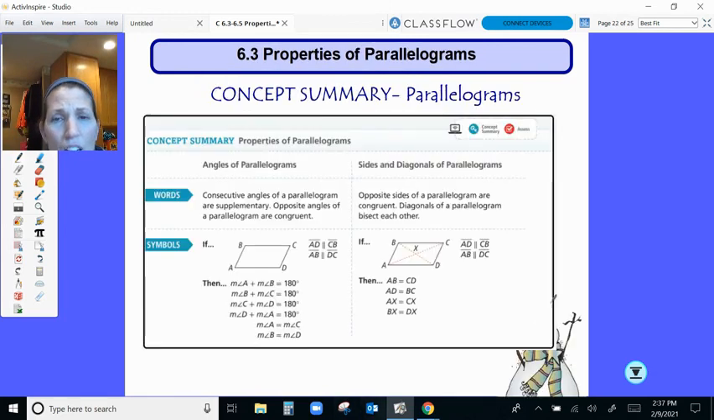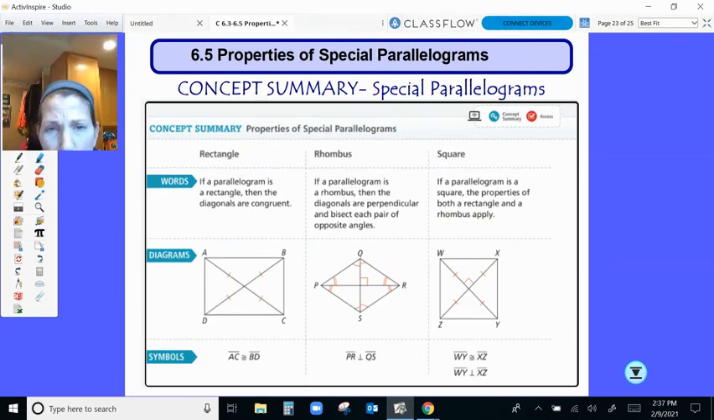All right, so here's a summary of all your parallelograms. Here's a summary of all your special parallelograms.